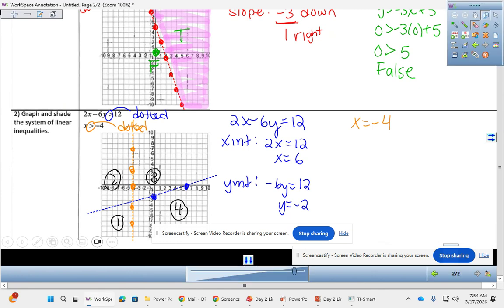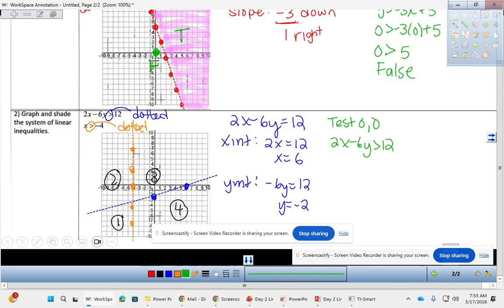So I'm going to first test 0, 0 on 2x minus 6y is greater than 12. So 2 times 0 minus 6 times 0 is greater than 12. 0 is greater than 12. That's false. So it's helpful sometimes to take your ruler and put it on that line so you're only focused in on that line. So this is the blue line. And here's the point 0, 0. And so that point is above the blue line and it's false.